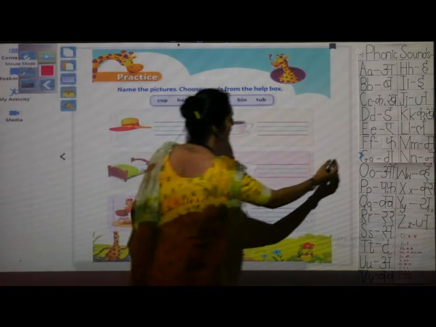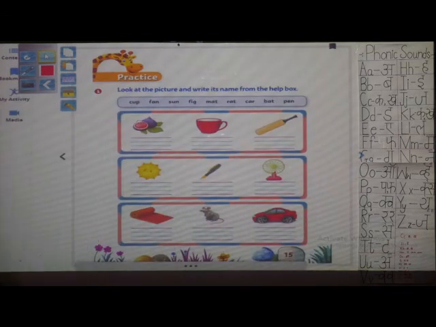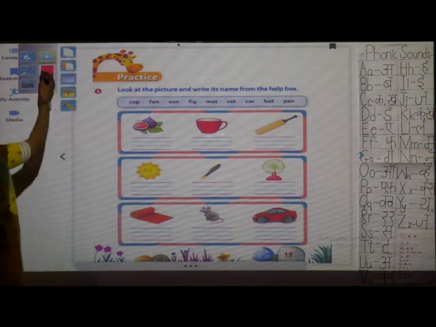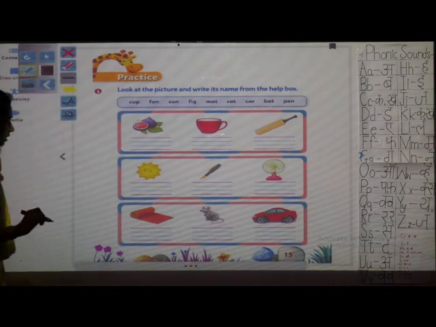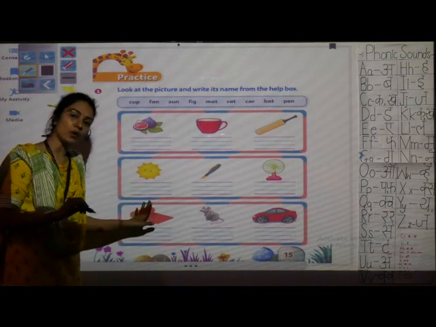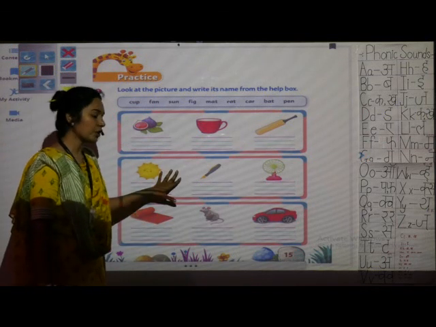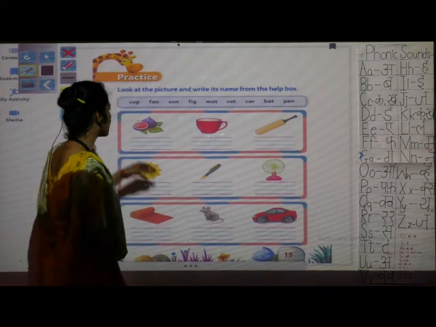Okay. Now come to page number 15. Have you opened this page, children? Okay. So, I hope you have opened this page. Now, children, this will be your homework. Okay. So, this is your homework. You have to complete at your home. Take the help from your parents also.